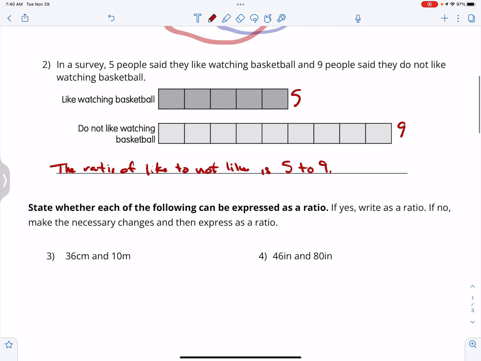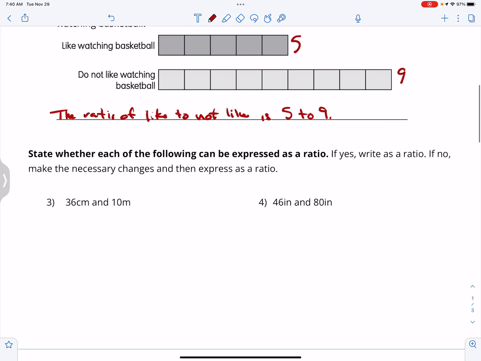All right, so now questions 3 and 4, state whether each of the following can be expressed as a ratio. If yes, write it as a ratio. If no, make the necessary changes and then express as a ratio. When comparing two quantities, we need to make sure they have the same unit. And so here we have two options. We can either change them to centimeters or we can change them to meters. I'm going to change them first to centimeters.